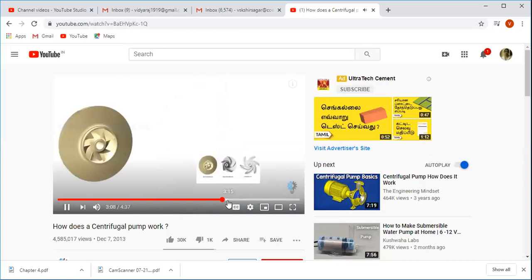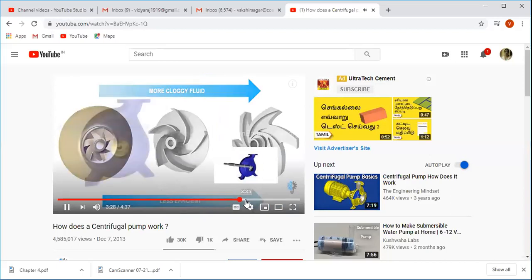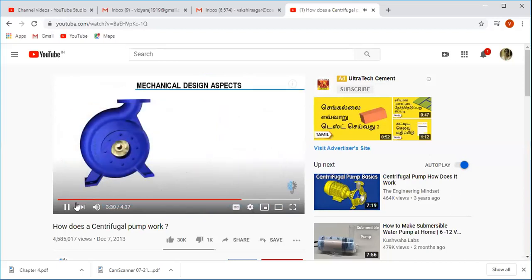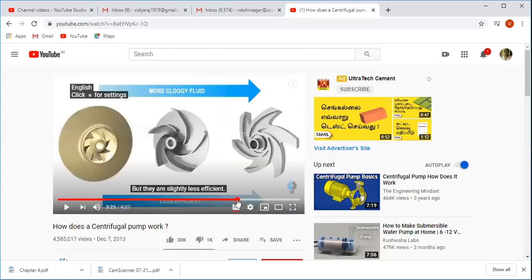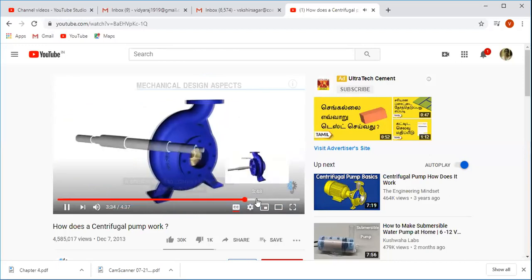The current impeller type is enclosed, but they are slightly less efficient. So we can go for various designs for the centrifugal pump. We can go for different types of designs for the impellers. A shaft is used to connect the impeller and motor.